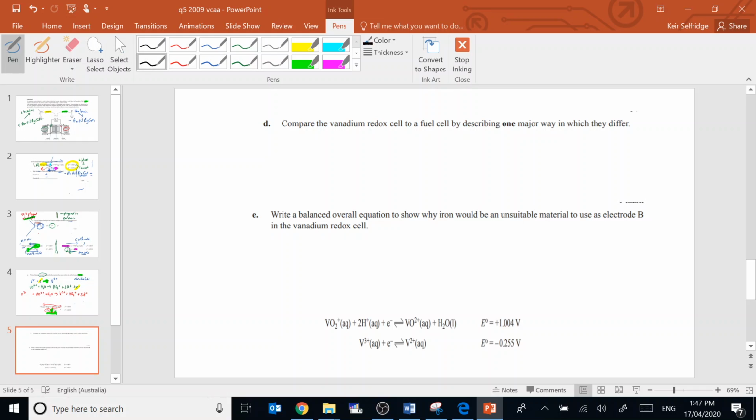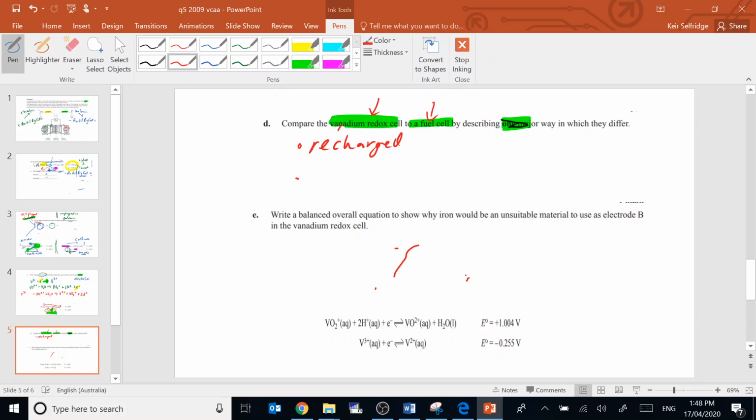Written question, they're looking for some pretty standard answers here. So the written question is looking for what's one major difference in how a fuel cell is different to this cell. So the idea is that you need to know what the difference is between a fuel cell and this, which is just a rechargeable battery. So these things can be recharged. Fuel cells cannot be recharged.